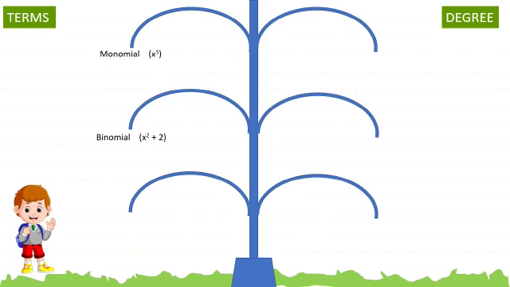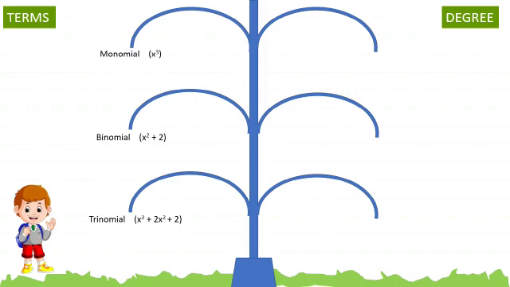For example, x square plus 2 has two terms. If a polynomial has three terms, it is known as a trinomial. For example, x cube plus 2x square plus 2. In this case there are three terms, x cube, 2x square and 2, and this is known as a trinomial.